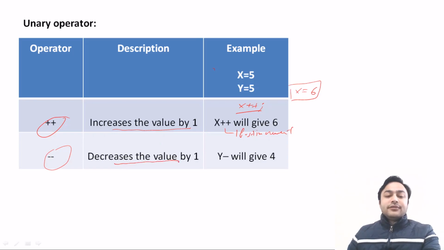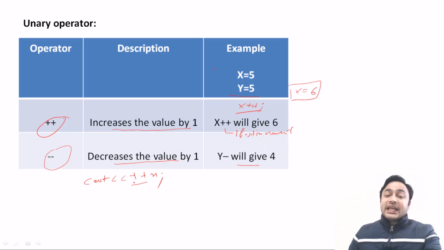Similarly, it will decrease the value by 1 in case of minus minus. Here the y value is 5. When you use y minus minus, it will give you 4. But for example, if you use cout plus plus x, this is pre-increment.